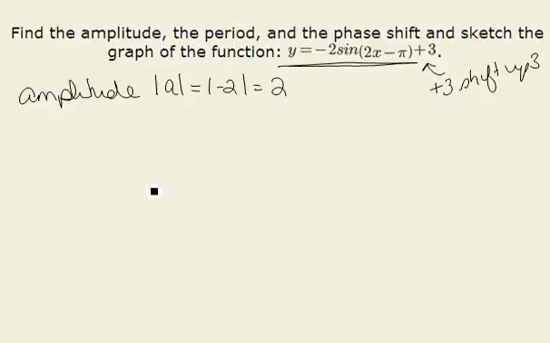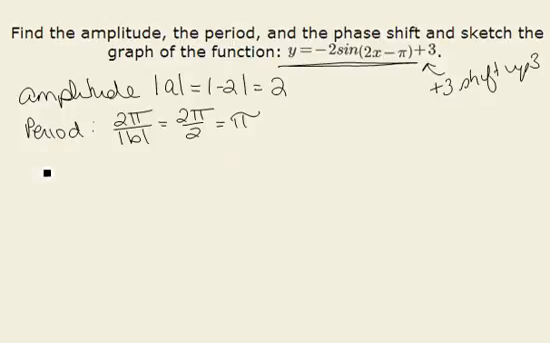would be 2 units. If we look at our period, we will recognize that our period is given by 2 pi over b, which is equal to 2 pi over 2, which gives us pi units. Our one cycle interval would go over a total of pi units.